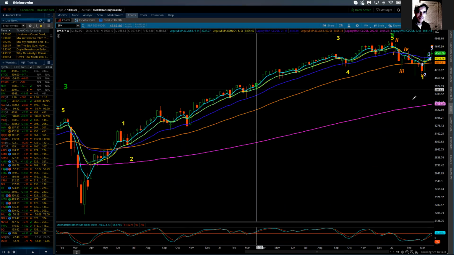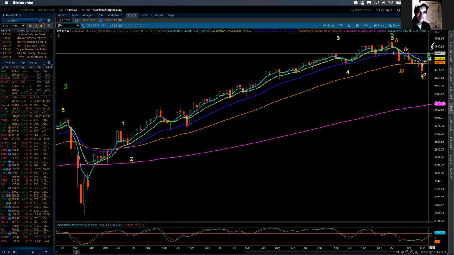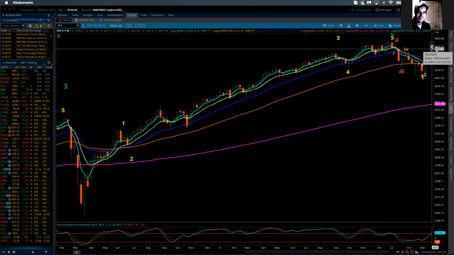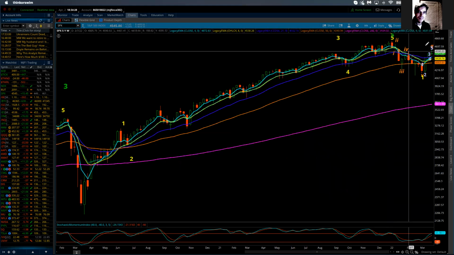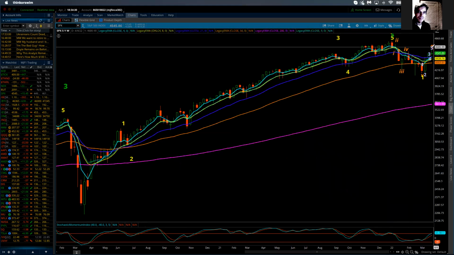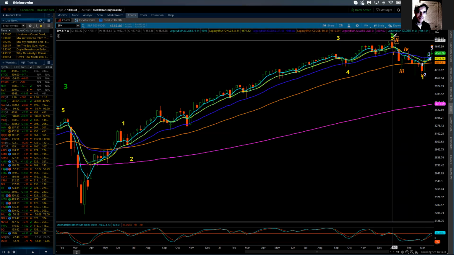So if we take a look at this, here we have intermediate 1, A of intermediate 2, we have a B. The alternative to that would be that this is 1, 2, but I don't know how to count that as a 3-wave right now.